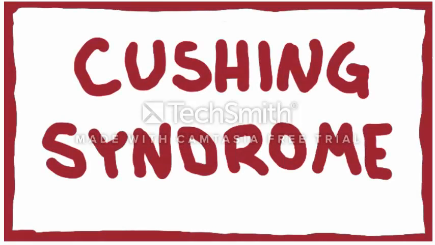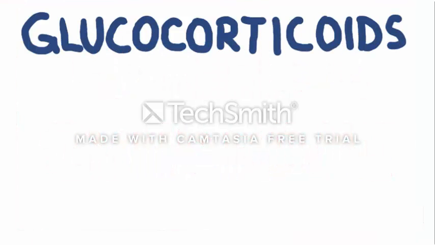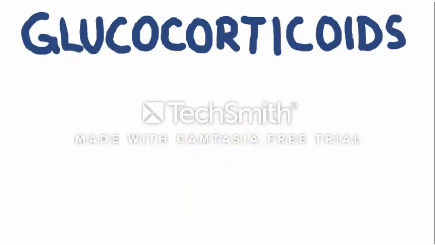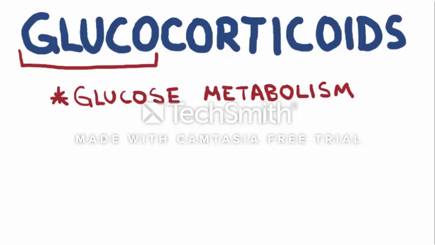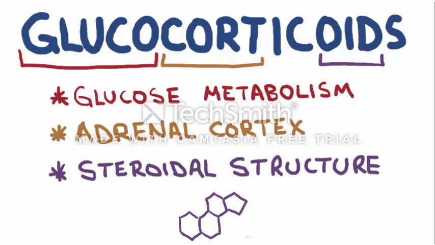Cushing syndrome is caused by chronic elevated levels of glucocorticoids in the blood. Glucocorticoids are steroidal hormones that have pleiotropic effects that play a role in the immune system and metabolism. If you break down the word glucocorticoid, its constituent parts refer to the roles of these hormones in glucose metabolism, their site of synthesis within the adrenal cortex of the adrenal glands, and, of course, their steroidal structures.